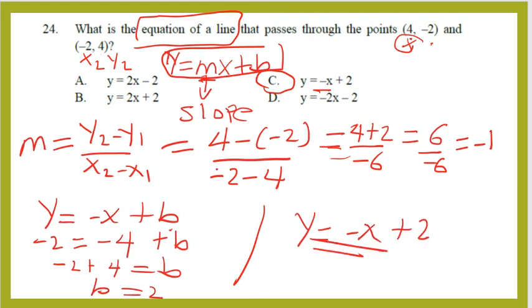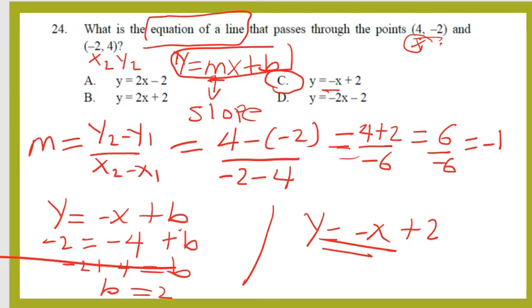So the answer will be C. That is correct. By the way, I took here negative 4 comma negative 2 in place of x and y here. We can take the second point also and you can check it. You'll get the same result. The value of b will be the same. That is question number 24.